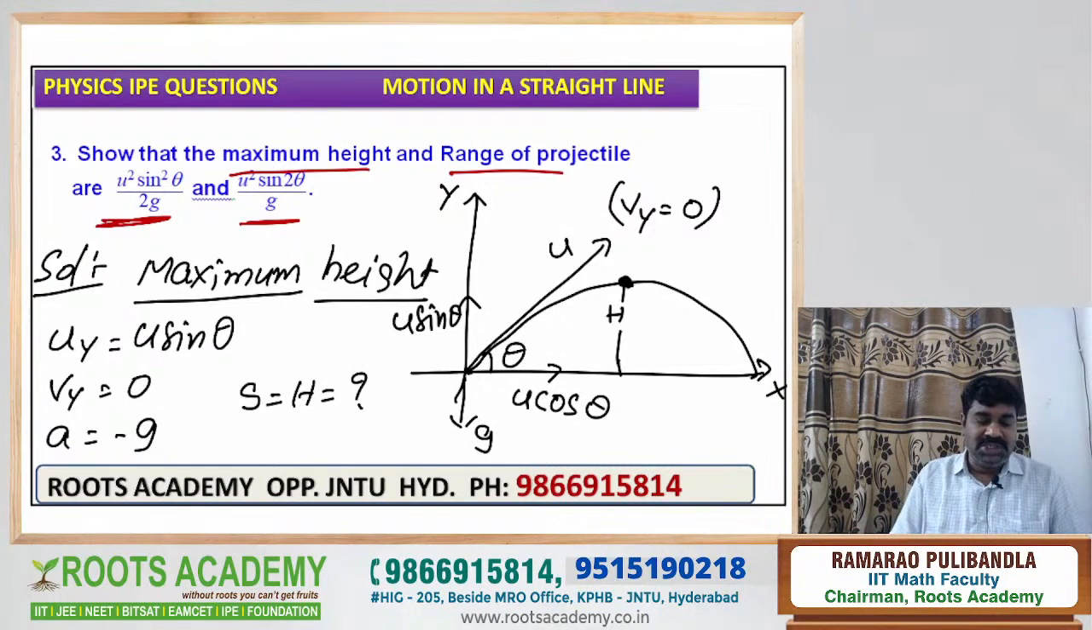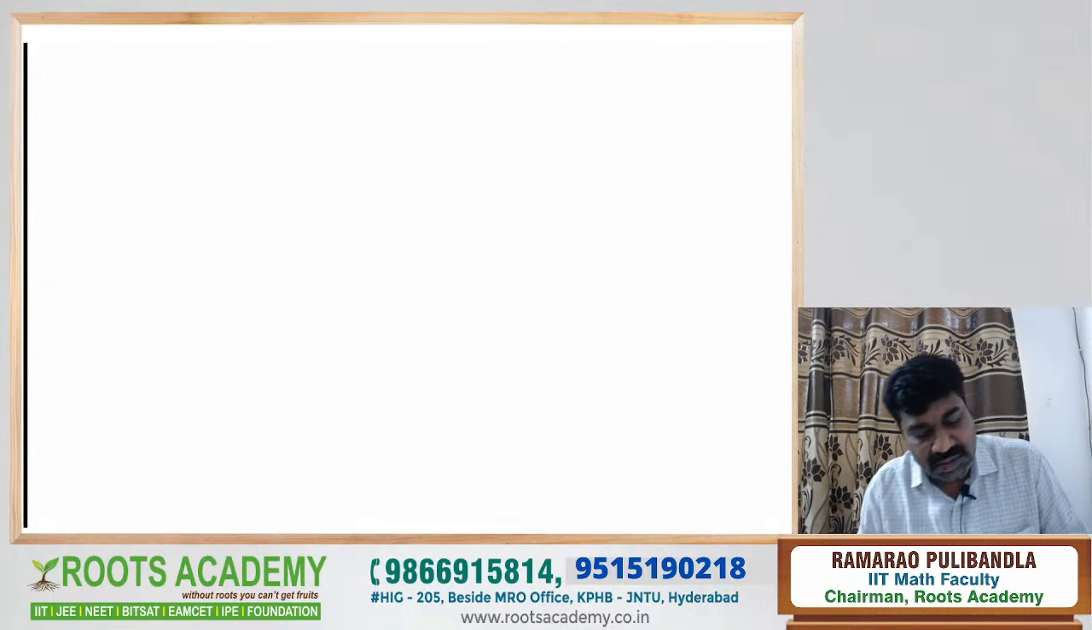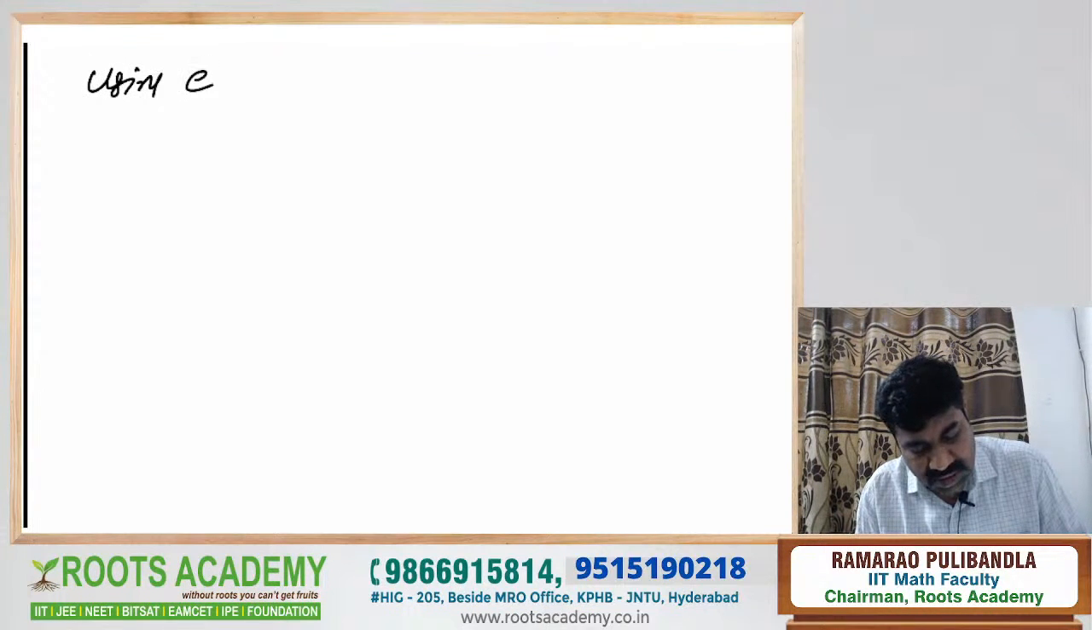So we are using the kinematic equations. Which kinematic equation are we using? The equations of motion, v square minus u square is equal to, using equations of motion.